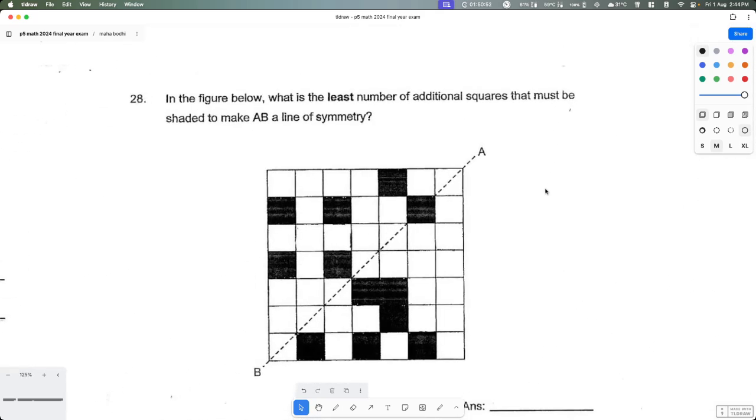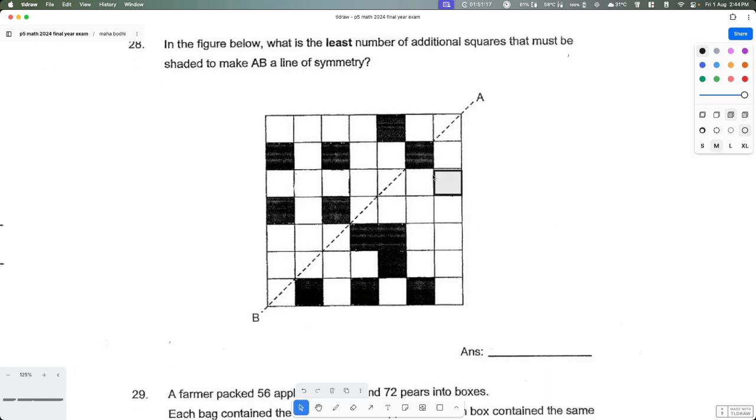In the figure below, what's the least number of additional squares that must be shaded to make AB the line of symmetry? So we just need to do the opposite. In this case, what we're going to do is shade some squares over here. Okay, so first we have one. I want to shade this one. So we have one over here, right? One. Okay, so we just do it diagonally so we can see.